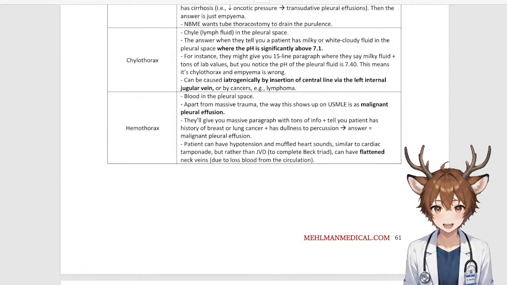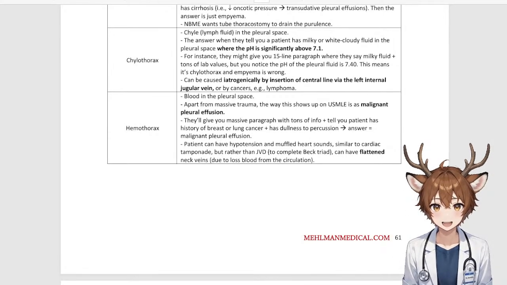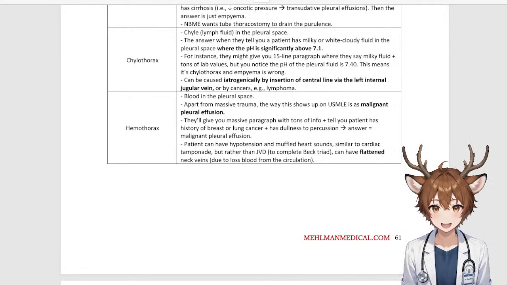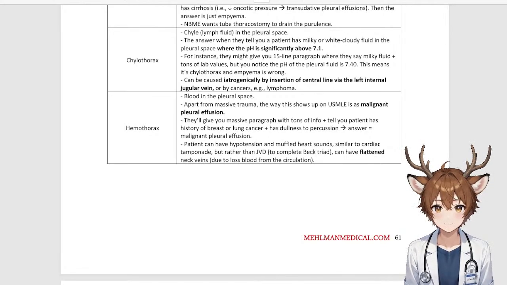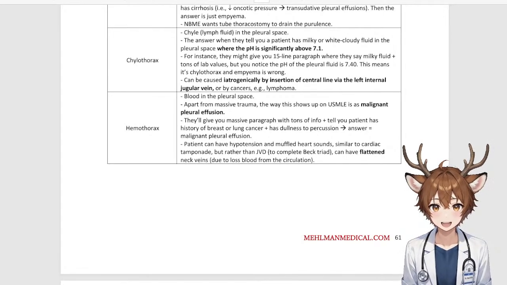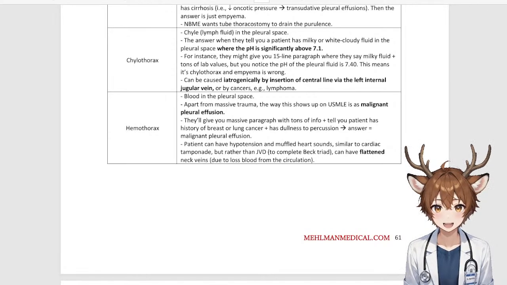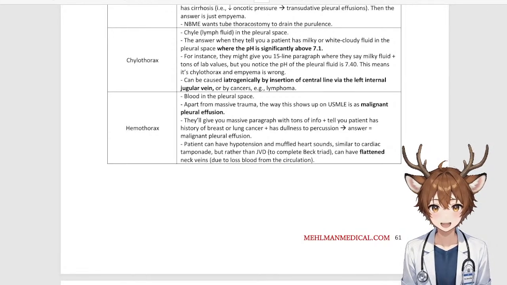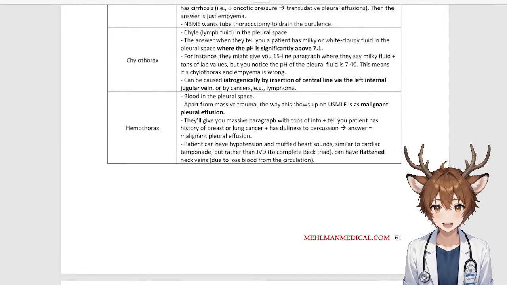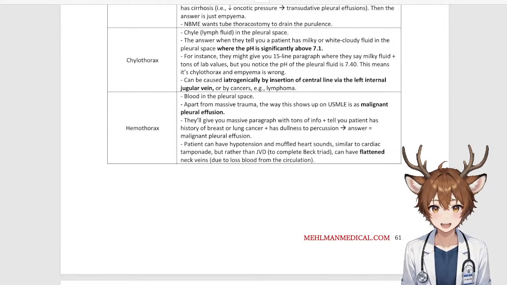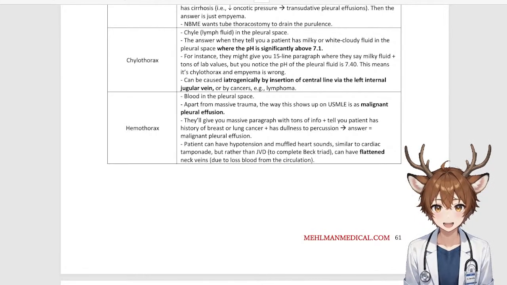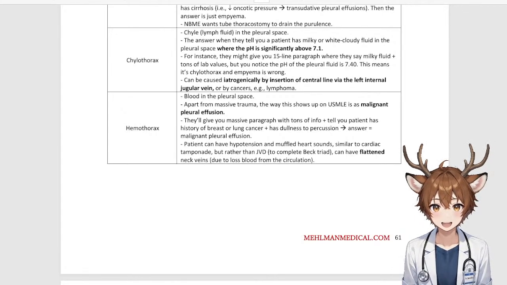Hemothorax, blood in the pleural space. Apart from massive trauma, the way it shows up on USMLE is a malignant pleural effusion. They'll give you a massive paragraph with tons of info and tell you the patient has a history of breast or lung cancer, plus has dullness to percussion, leading to an answer that equals malignant pleural effusion. Patient can have hypotension and muffled heart sounds similar to cardiac tamponade, but rather than JVD, they can have flattened neck veins due to the loss of blood from the circulation.